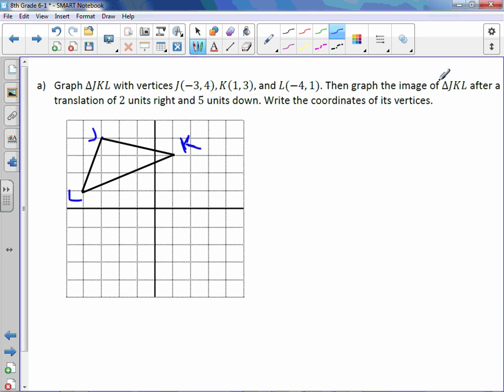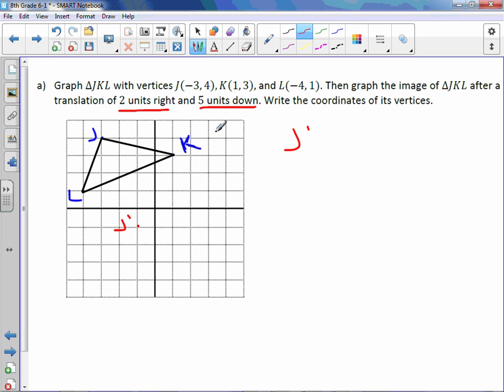Now graph the image of triangle JKL after a translation of 2 units right and 5 units down. So take each point and move 2 units right and 5 units down. Let's start with J. Move 2 right and 5 down. This is the new point J. We can't label it with just a J because we already have point J, so we're going to draw what looks like an apostrophe and is read prime. So this is J prime.